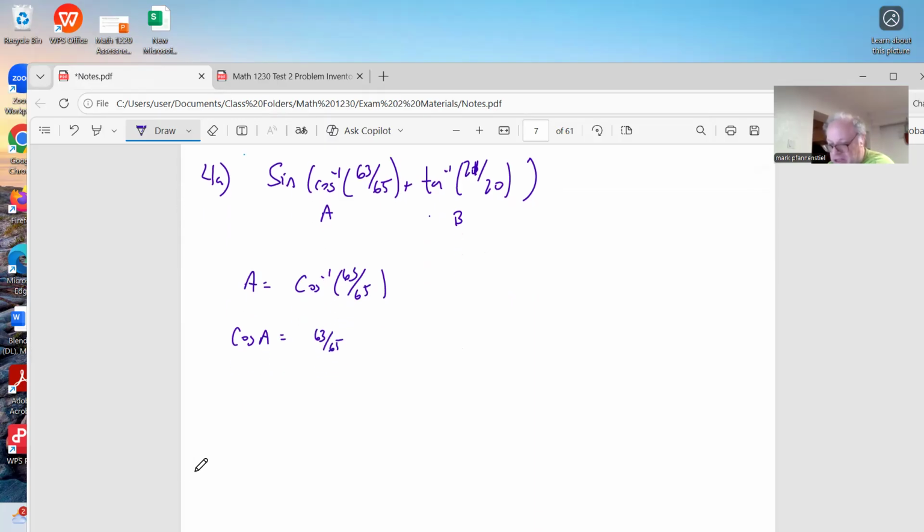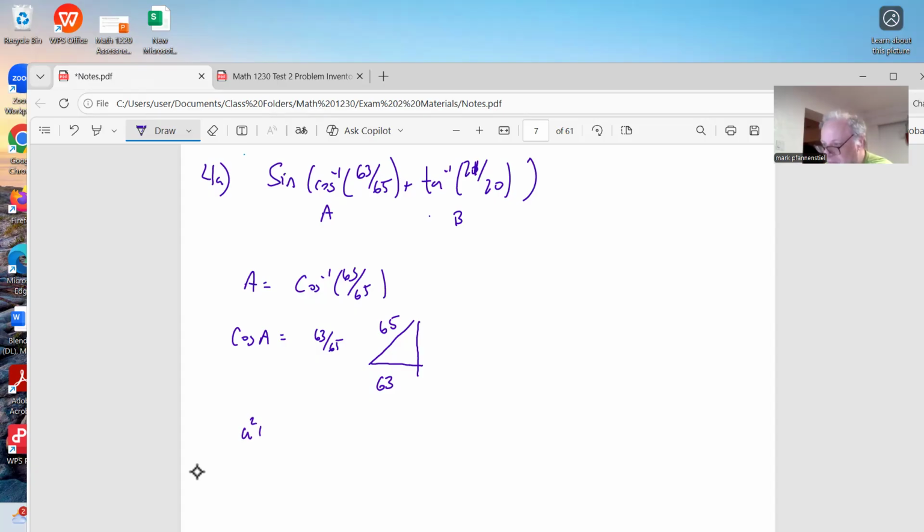Now, when you've done your inverse trig functions, you know it doesn't quite work that way. It does in the first quadrant. So we're going to pretend that this stuff is in the first quadrant. Okay, so let's go ahead and label our triangle. We're going to say cosine is 63/65, and we have to figure out the rest of the triangle.